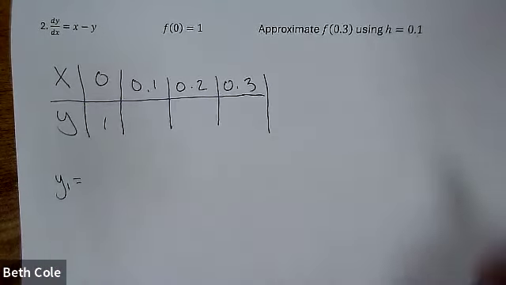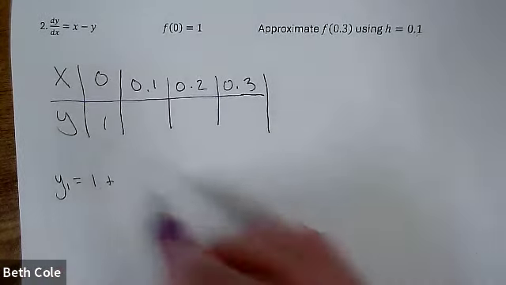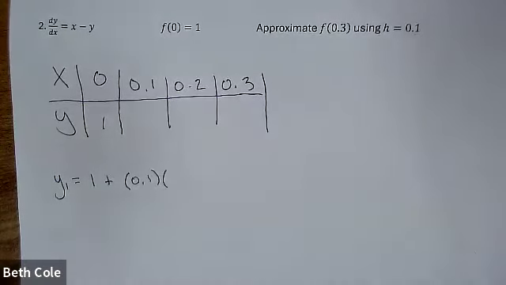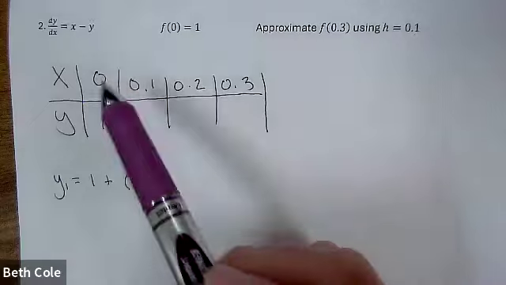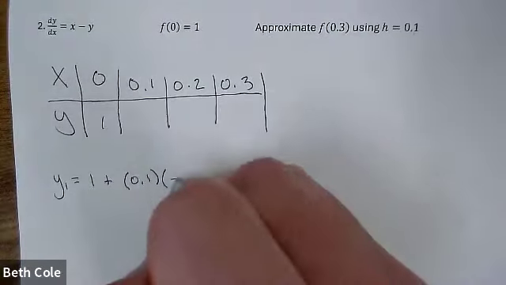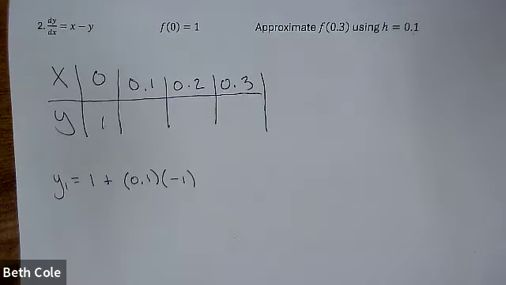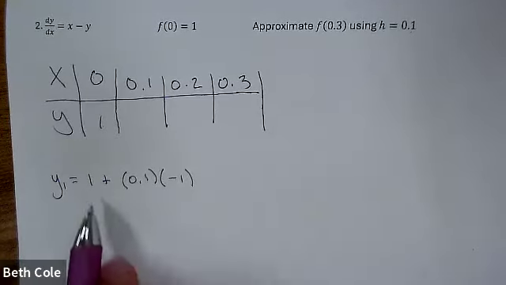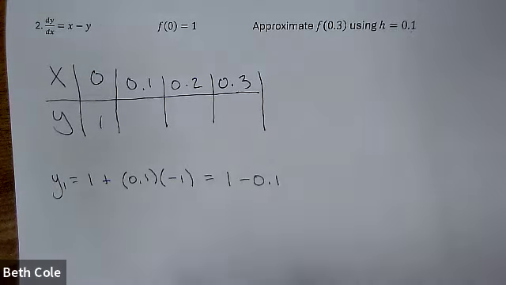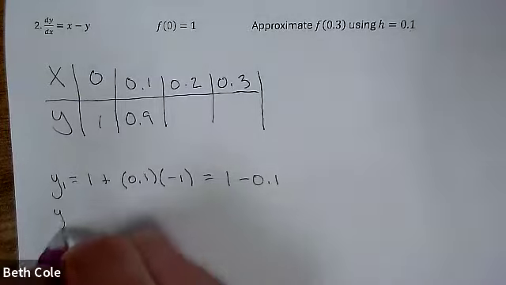All right, so where are we going to start? 1 plus 0.1 is our step size times the derivative at the previous point. So you're going to plug in 0 for x and 1 for y, which would give you -1. Actually, I hope we could do that without a calculator. It's going to be 1 minus 0.1, which would be 0.9. Okay, cool. We didn't even need the calculator yet. Now we're going to do it twice more.